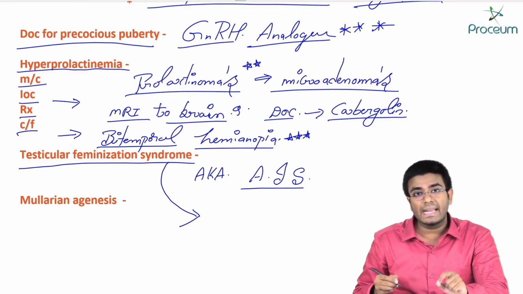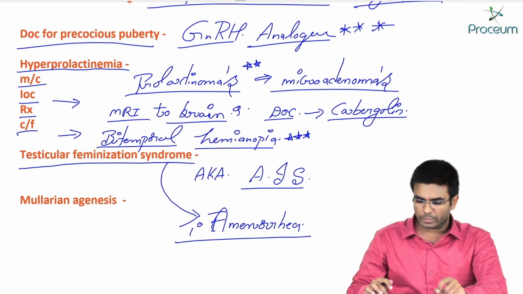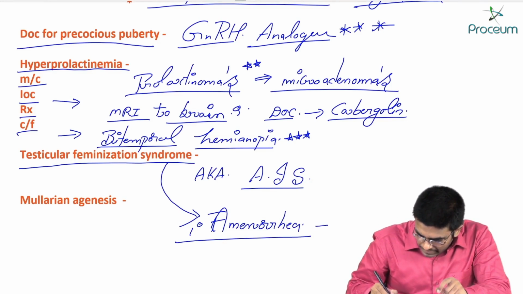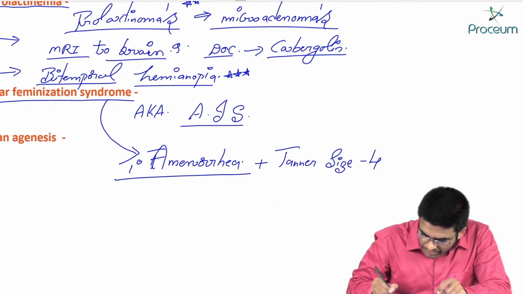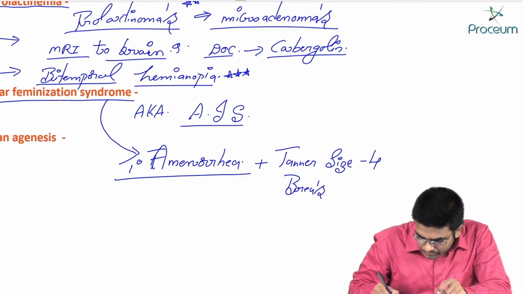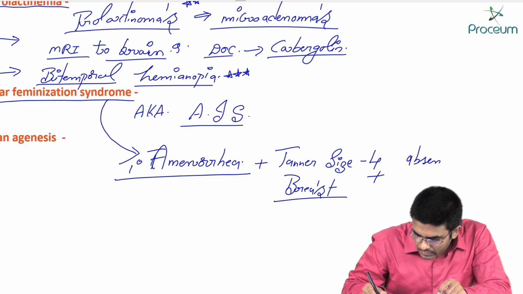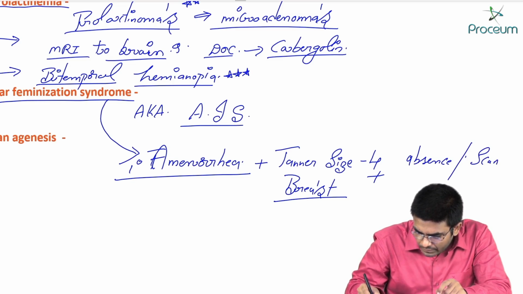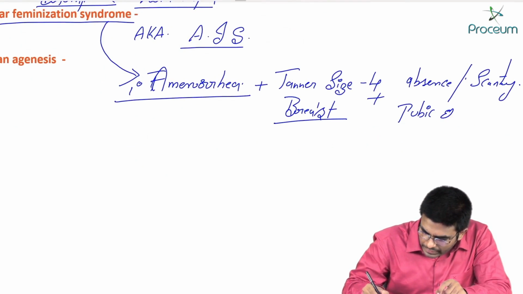Testicular feminization syndrome, also known as androgen insensitivity syndrome: he is going to present with primary amenorrhea plus Tanner stage 4 breasts, plus absence of or scanty pubic and axillary hair.